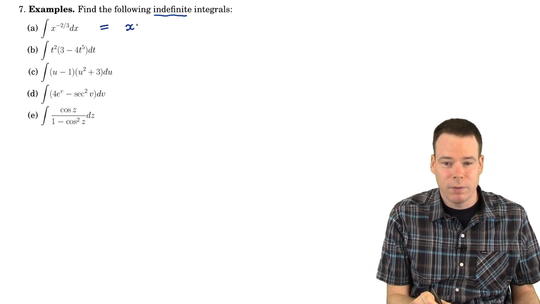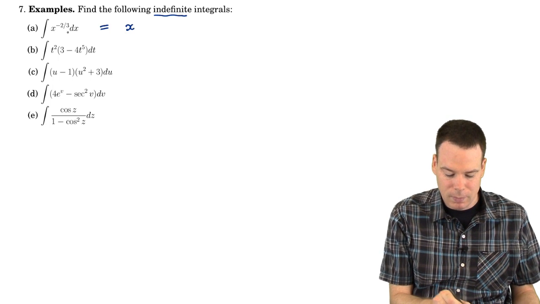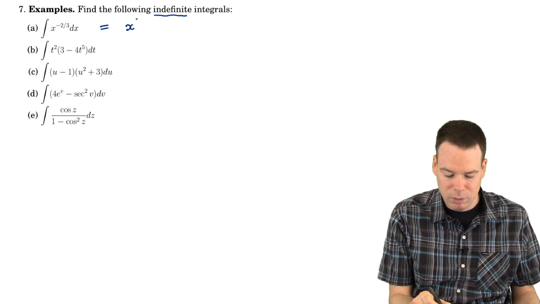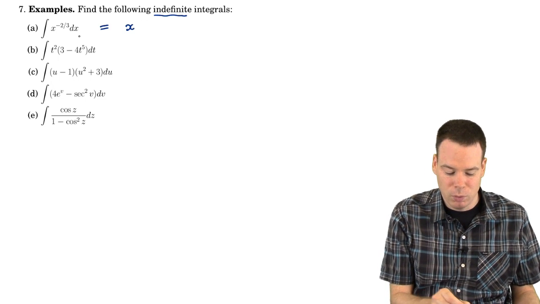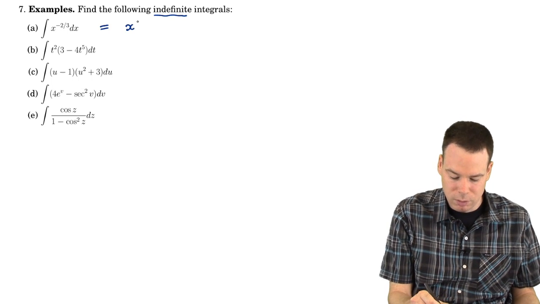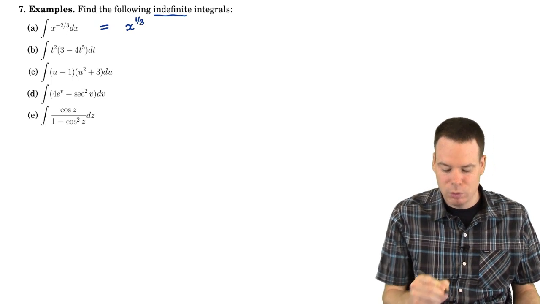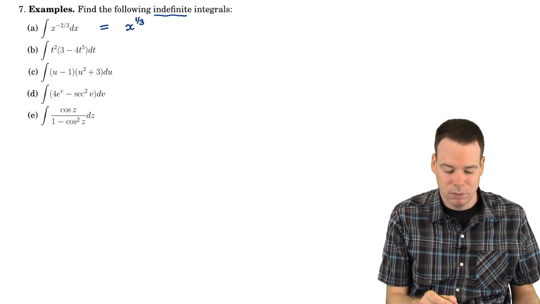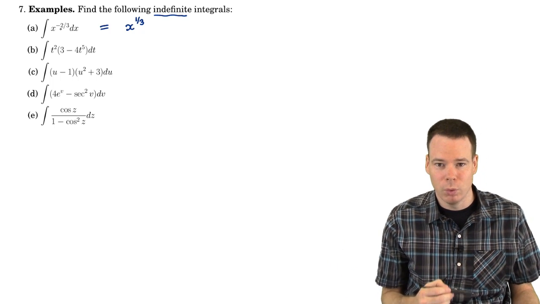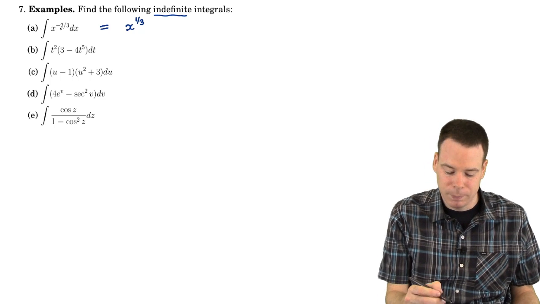First thing to note is that I'm trying to find a function whose derivative is this. What should the exponent be? Well, when I take the derivative, whatever this exponent is, when I subtract 1 from it, I have to get negative 2/3. So if I add 1 to the negative 2/3, that gives me the exponent I want. So the power rule for differentiation says take 1 away from the exponent. So the antiderivative rule would say, well, add 1 to the exponent.